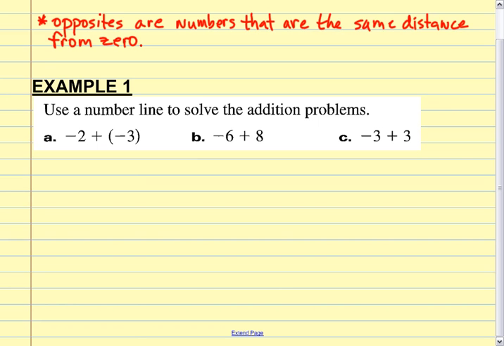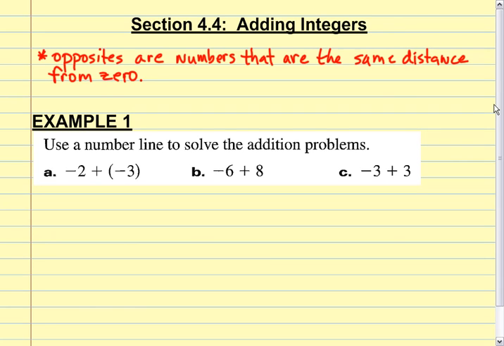Okay, folks, this is section 4.4, adding integers. Take 4. This is the 4th time that I've recorded this example.